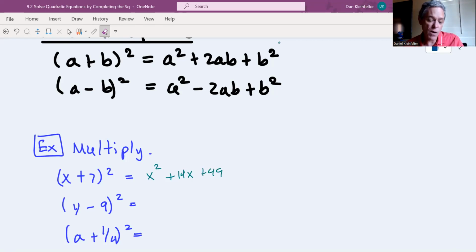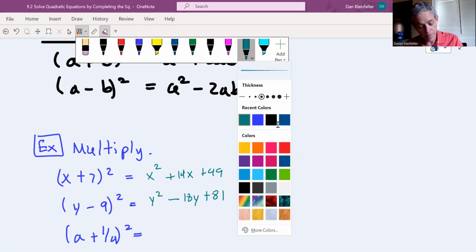Okay, for the next one, we've got y minus 9 squared. So we'll have y squared in the front. This time it's a minus. And then 9y times 2 is 18y. And then in the back, 9 times 9 is 81. So that's kind of how this is going to play out.